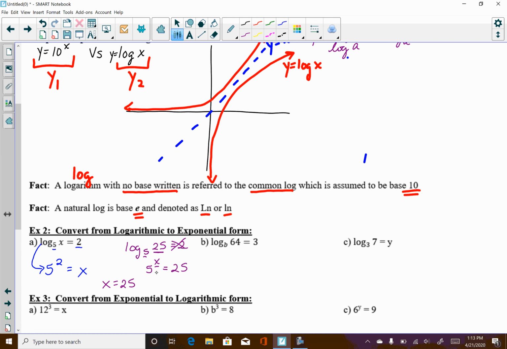And so, okay, well, we know that. That's x equals 2. 5 squared equals that. Okay, just trying to give you a little bit of background as far as what these logarithms mean. All right, so I'll erase that for us, because all we need there is that part in blue.